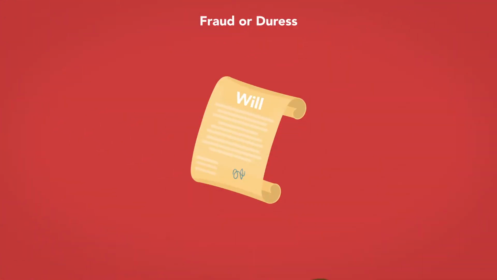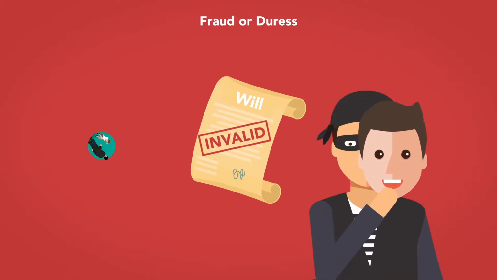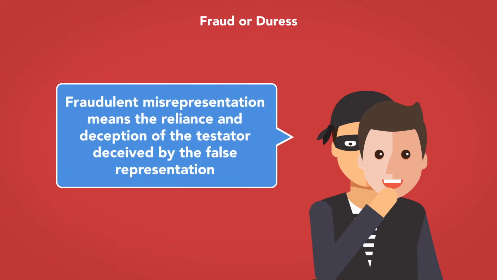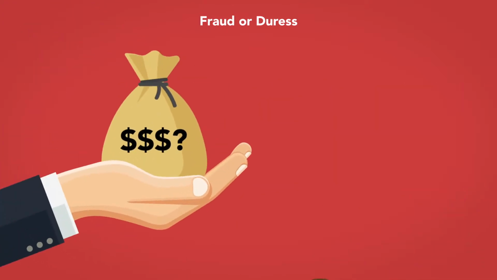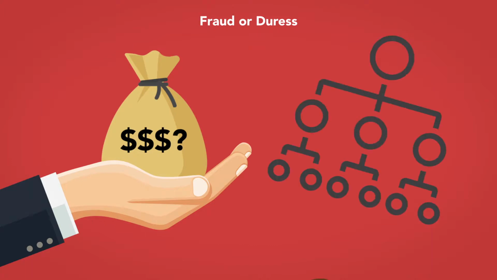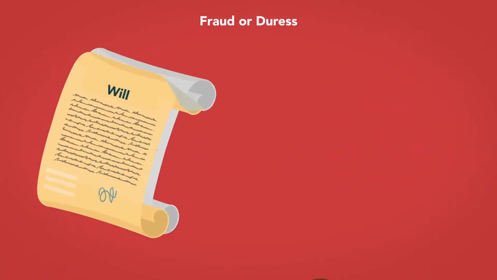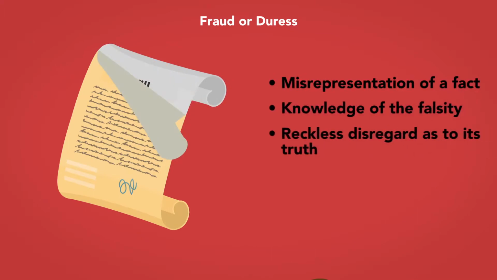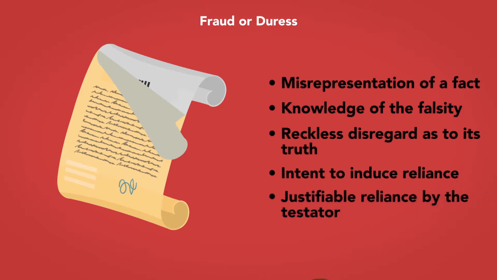Fraud or duress. A will may be declared invalid and set aside if it is procured by a fraudulent representation or duress. Fraudulent misrepresentation means the reliance and deception of the testator deceived by the false representation. The misrepresentation may be about the nature or content of the will, or it may extend to fraud that induces the execution of a will. The elements of fraud include misrepresentation of a fact, knowledge of the falsity, or reckless disregard as to its truth, intent to induce reliance, and justifiable reliance by the testator.